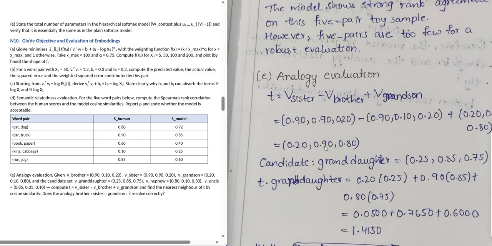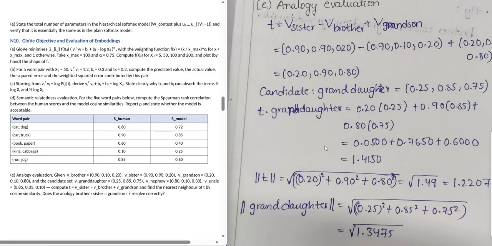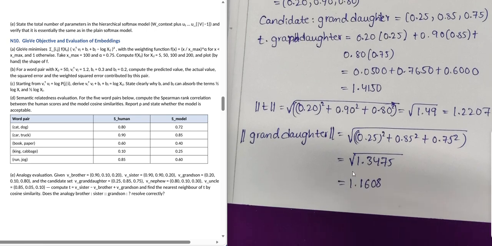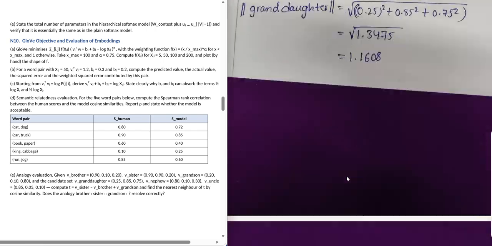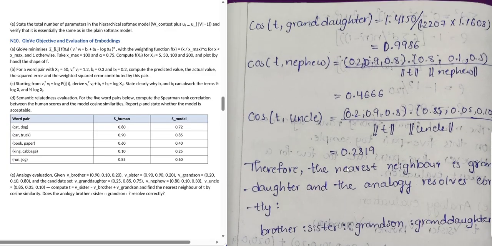Next one, analogy evaluation. This analogy is sister minus brother plus grandson, so that we are finding the granddaughter. The granddaughter vector is 1.4150. This is the value of the granddaughter, 1.1608.